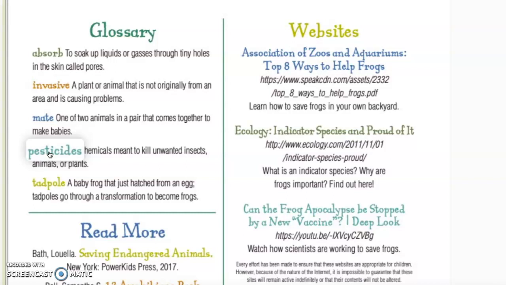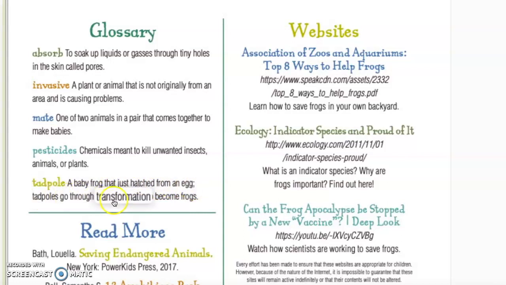I know for me, in the summertime, I get a lot of mosquito bites. In order to keep the mosquitoes away, some people will spray pesticides or chemicals that will kill those mosquitoes. So pesticides is the word. And our last word that we're going to talk about is tadpole. We know about tadpoles because of our activities this week on our Wakelet. A tadpole is just a baby frog that just hatched from an egg.